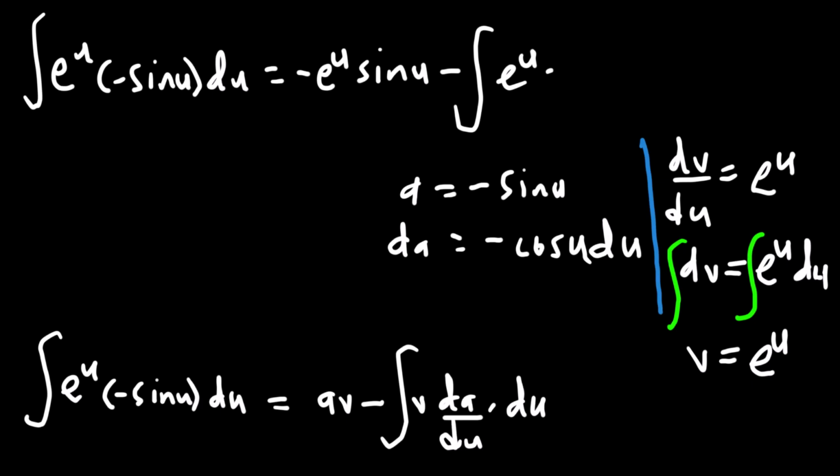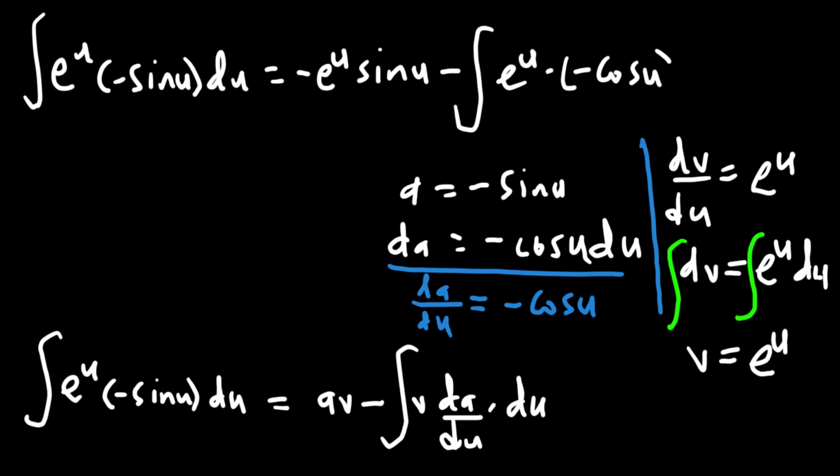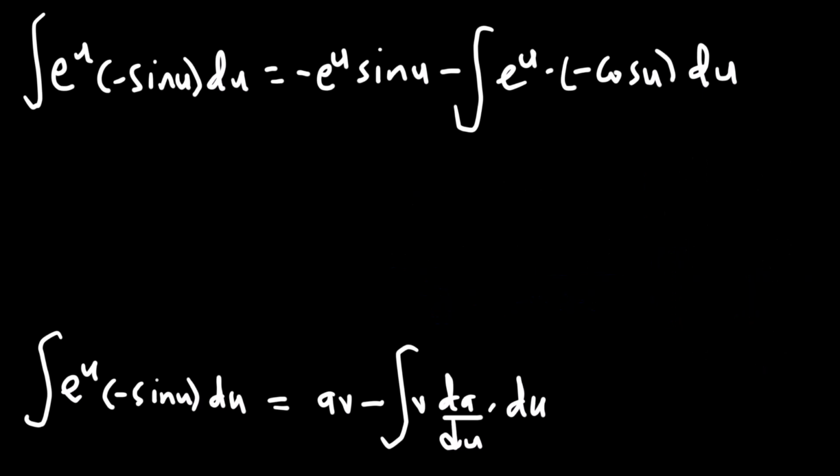Now from this we can get dA/du. If we divide both sides by du, we shall remain with dA/du equaling negative cos u. Therefore this will be multiplied by negative cos u and then du. Now once again, in order to solve this integral, we shall use integration by parts. As we did before, this time let's set theta to be equal to negative cos u.